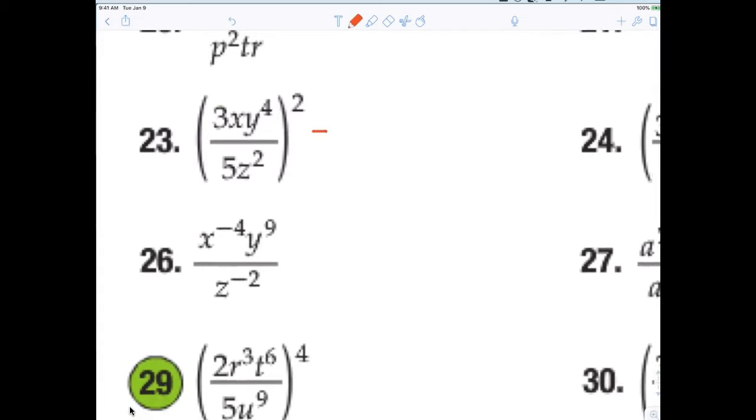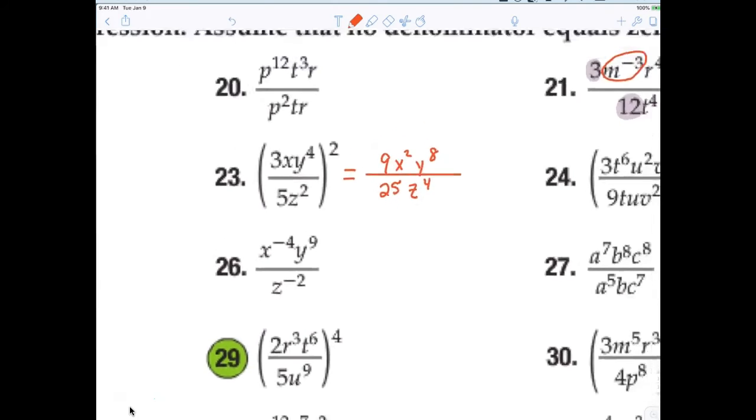23. All right, Miss Vaughn, tell me the answer to number 23. So that would be 9x to the 2nd, y to the 8th, and then that would be 25, z to the 4th. Okay, that's nothing new there, Cole, right? That's just what we did yesterday.